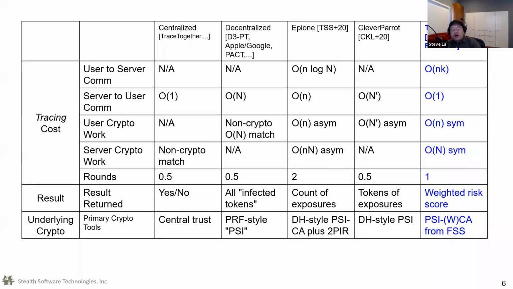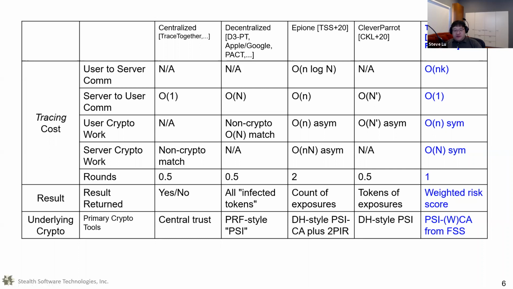So for more quantitative or asymptotic comparisons, our work has this communication from user to server, similar to the EP1 solution, where during tracing, you first have to send some stuff to the server and then you get something back. But what we send is linear in the security parameter times the number of tokens that the user holds. Interestingly enough, the amount of communication back from the server is constant. And this actually is quite similar to the centralized solution.